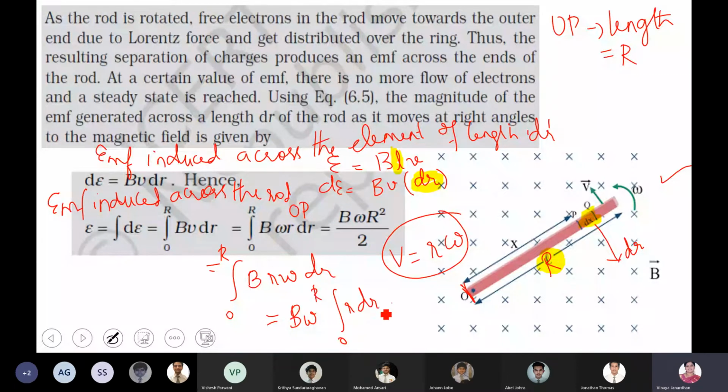So you know the identity: integral of x dx is x squared by 2. So this becomes B omega into r squared by 2, from 0 to capital R, the limit. So it is B omega R squared by 2. First complete this, then we'll go for self-induction.